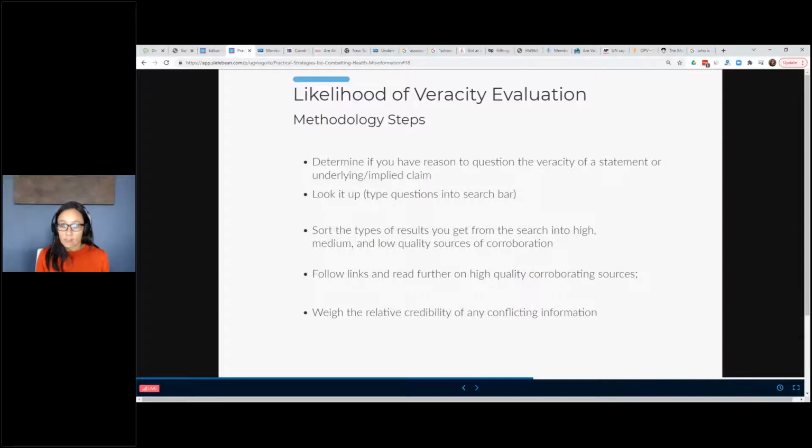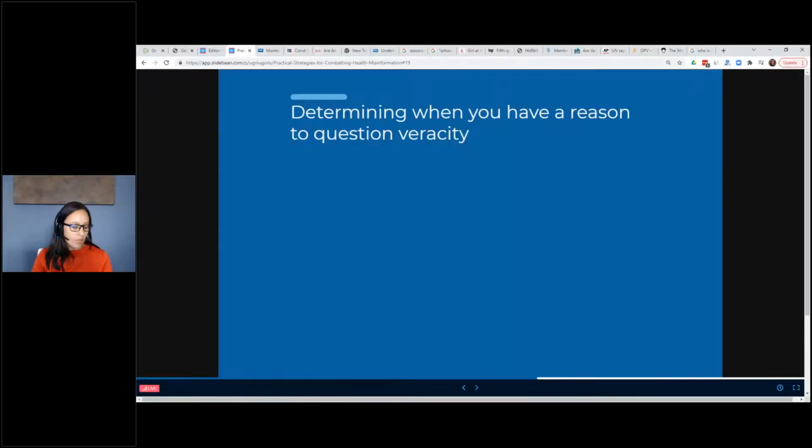Because that's sort of the problem. Why people get lost is there's competing information out there, and when people come across competing information, they don't quite think through how to weigh the relative credibility, but we'll talk about that. So, an exercise to determine when you have a reason to question the veracity of something. And this is something that's really helpful to walk through with your students.